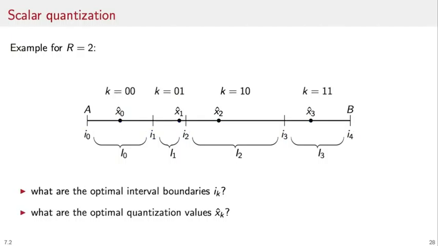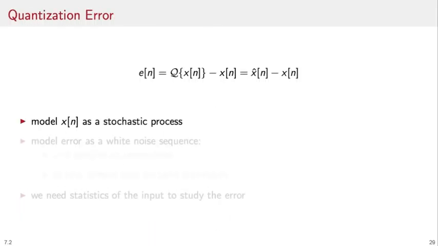The two natural questions at this point are, what are the optimal interval boundaries, I_k, and what are the optimal quantization values for each interval, x̂_k? To find an answer, let's consider the quantization error.